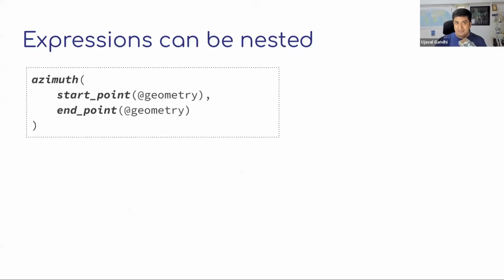So let's say you have a line with 2 points, start and end, and you run these functions, you get both the start and end point, and then you call the function azimuth with the start and end point, and you'll get the azimuth value. If you read the documentation for azimuth, it says the returned value will be in radians.